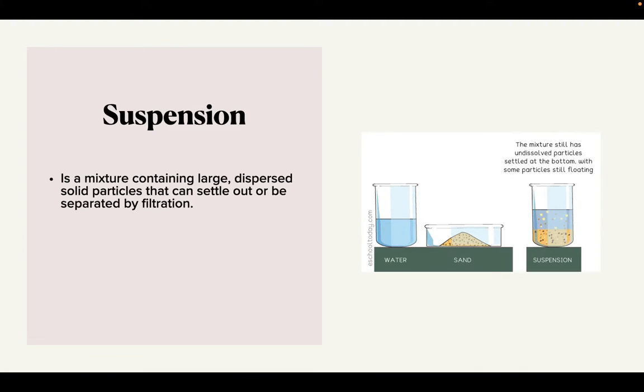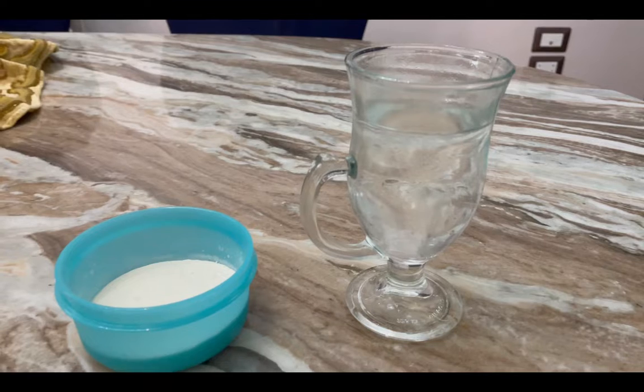The second type is a suspension. A suspension is a mixture containing large disparate solid particles that settle down at the bottom of the container. For example, sand and flour and cornstarch.